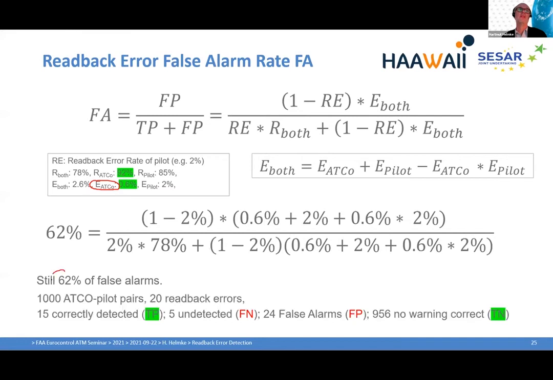62% sounds a little bit much because the requirement was 10%. But think about 1,000 ATCO pilot pairs. Then we have 20 readback errors, assuming 2%. With this rate, 15 would be correctly detected and 5 are undetected. We still have 24 false alarms, which sounds like a lot. But also keep in mind that with this rate, more than 950 ATCO pilot pairs are correctly recognized and determined to need no warning.